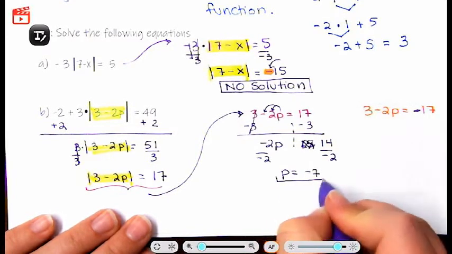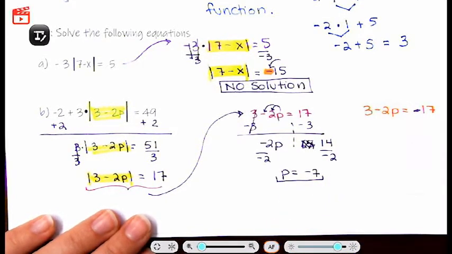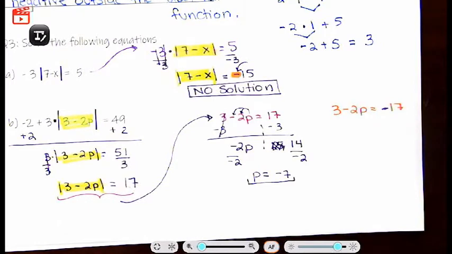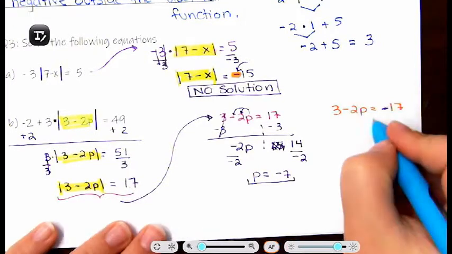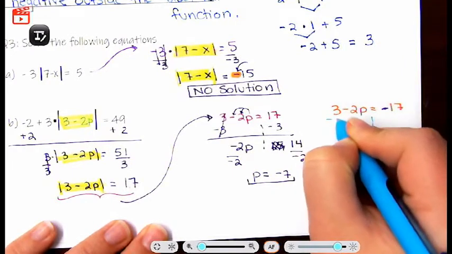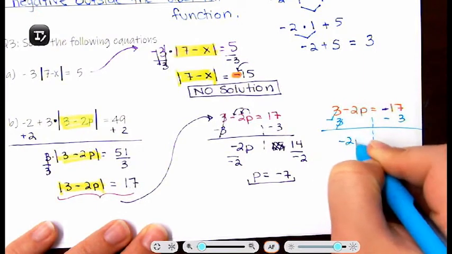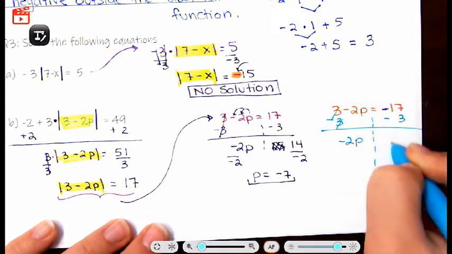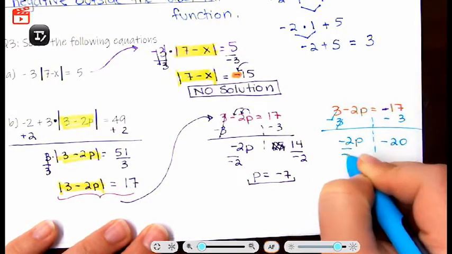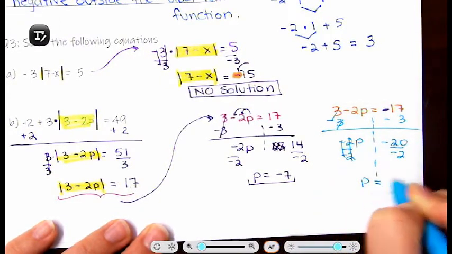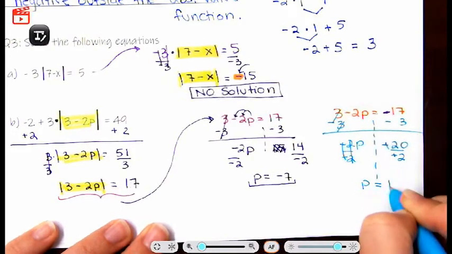Now, it's okay that p could be negative. As long as we checked the negatives here, p can be negative. Let's do that one more time. Again, we're going to subtract 3 from both sides. Negative 2p is then equal to 17, 18, 19, 20, negative 20. Divide by negative 2 on both sides. P is potentially equal to positive 10.